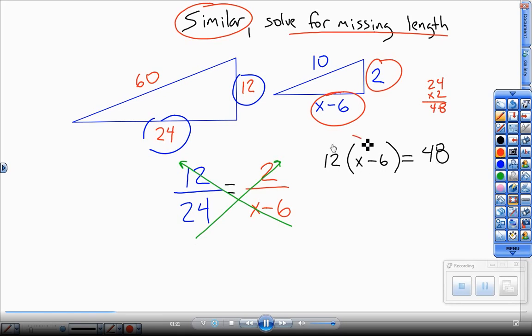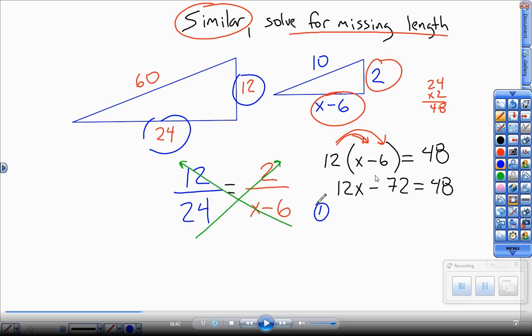And now I need to distribute. Take that 12 times the x, take that 12 times the negative 6. Use your calculator if you need it. 12 times x gives me 12x. 12 times negative 6 gives me negative 72. Bring down the equal, bring down the 48. Right here, start solving this 2-step equation.